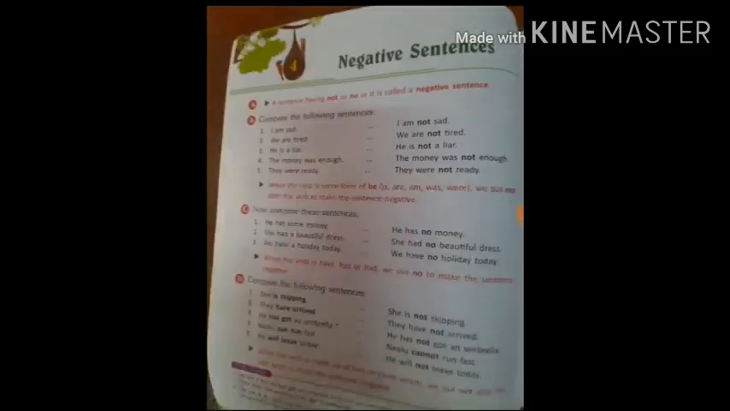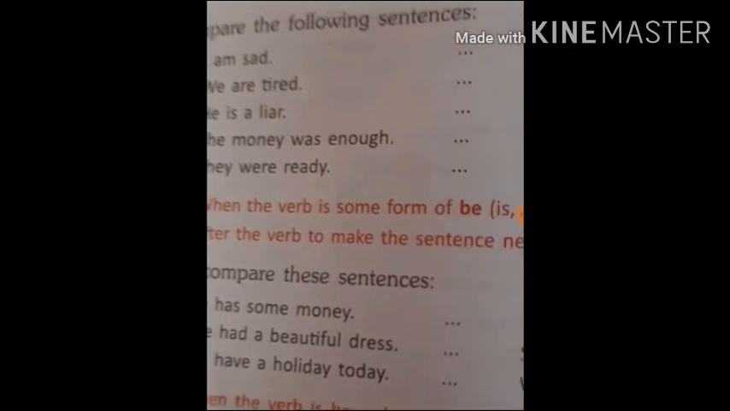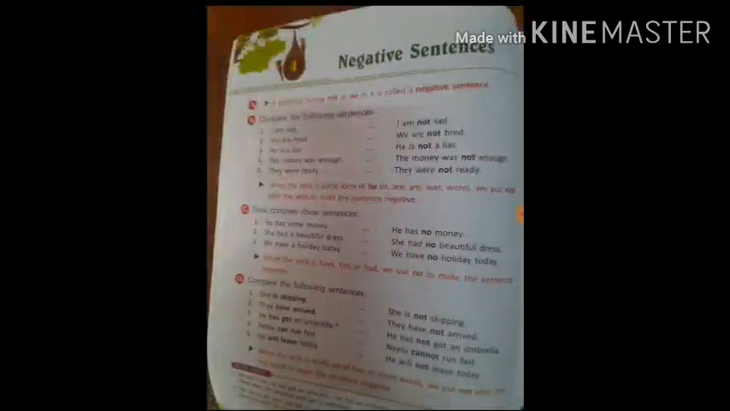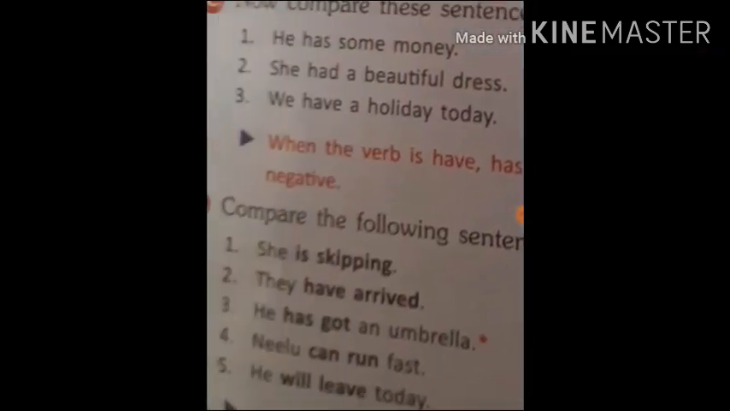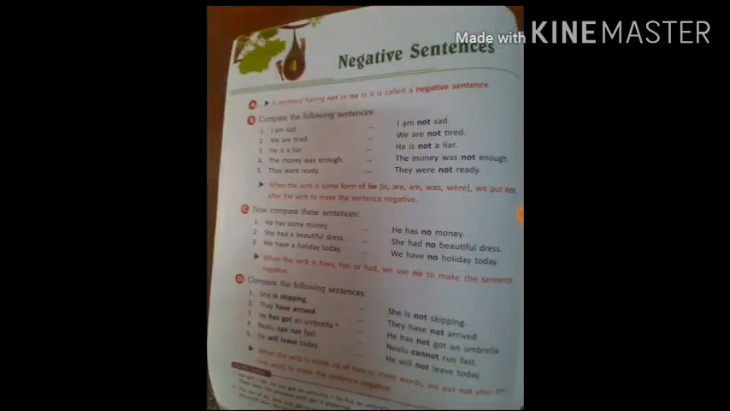So now again, what is written? When the verb is have, has or had, we use no to make the sentence negative. So now see the difference that you have understood. In the first, A, it is given that when the verb is am, is, are, was, were, we put not to make the sentence negative. And in the second, that is C, when the verb is have, has and had, we put no to make the sentence negative.